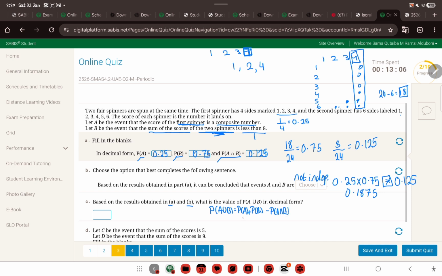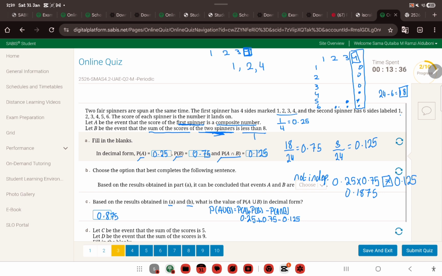So we do 0.25 plus 0.75 minus 0.125. On the calculator, we do 0.25 plus 0.75 minus 0.125, in which we get 0.875.